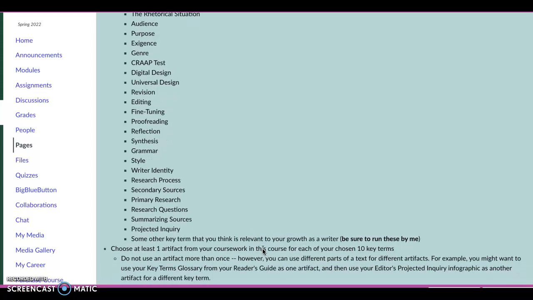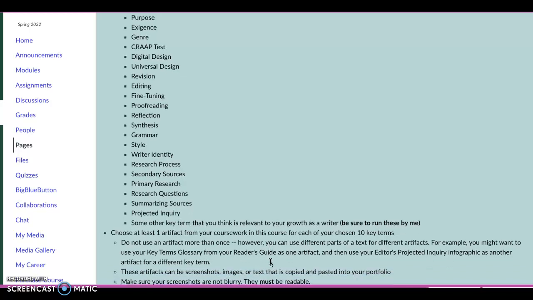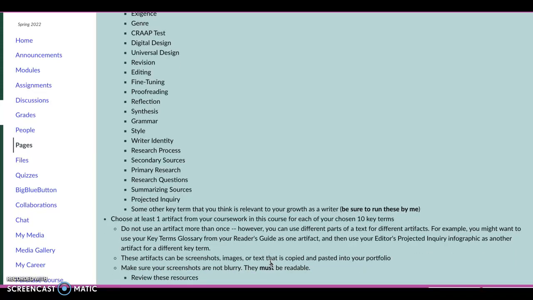Okay, so for each of your key terms, you need to have one artifact from your coursework in this course. That means something that you have written or created, whether that's a visual or a piece of writing. It cannot be an article that you read. You cannot have a screenshot of any of your sources. You could have a screenshot of a summary you wrote about a source if you feel that is an appropriate artifact. You can also include a screenshot of peer review you did on other people's papers, but it should be something that you have written.